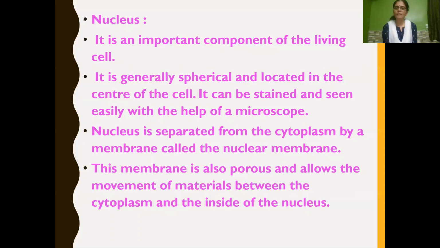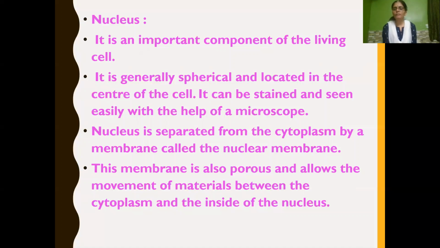Nucleus is usually present at the center of the cell. In animal cell, nucleus is present at the center, and in plant cell, it is present near the cell membrane. That is near the corner, not at the center. And it is usually spherical in shape. And it can be stained. When it is stained, when it is colored, we can easily see with the help of microscope.